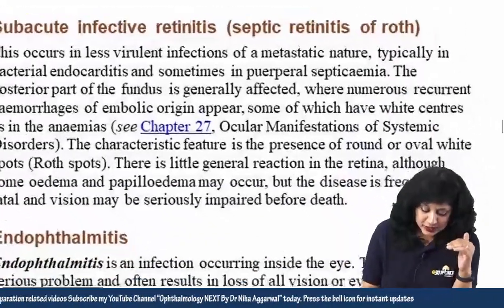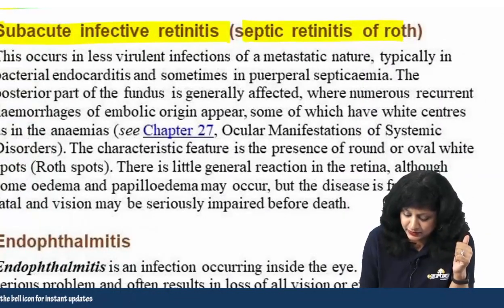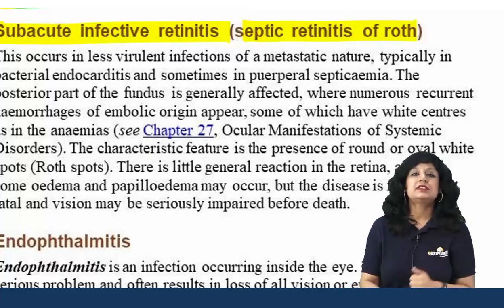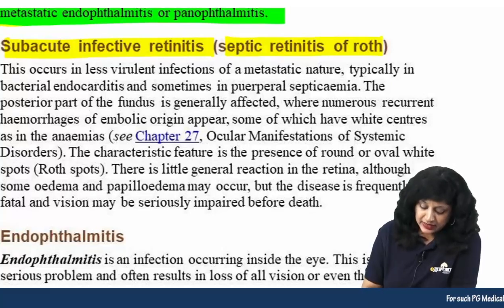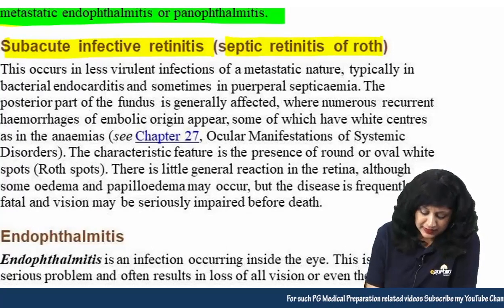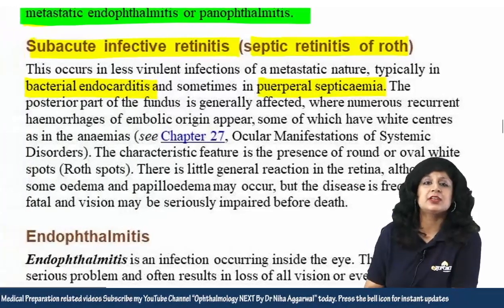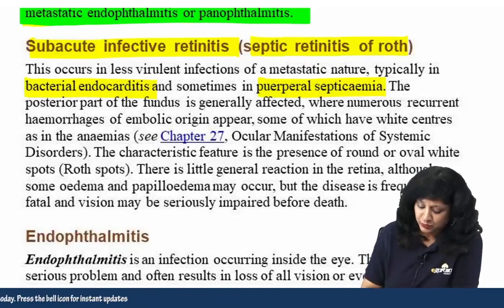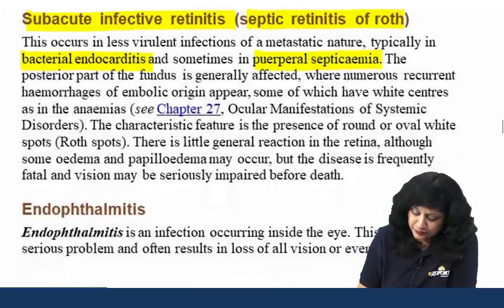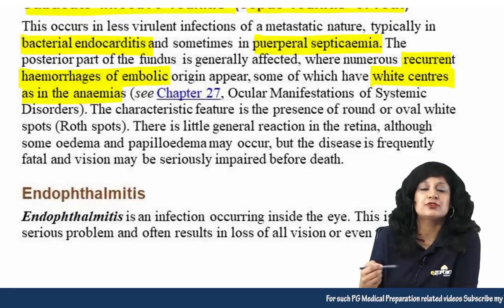Now the other one is your subacute infective retinitis, septic retinitis of Roth. So they are talking about subacute bacterial endocarditis, where you have the Roth spots. They occur with less virulent organisms, typically in bacterial endocarditis and purpuric septicemia. So most of the times they are asking you subacute bacterial endocarditis as a cause of Roth spots, but one more is there. We have purpuric septicemias. The posterior part of the fundus is affected. You have a lot of recurrent hemorrhages, and as I told you, we have a whitish dot in the center, and that is actually your fibrin clot.